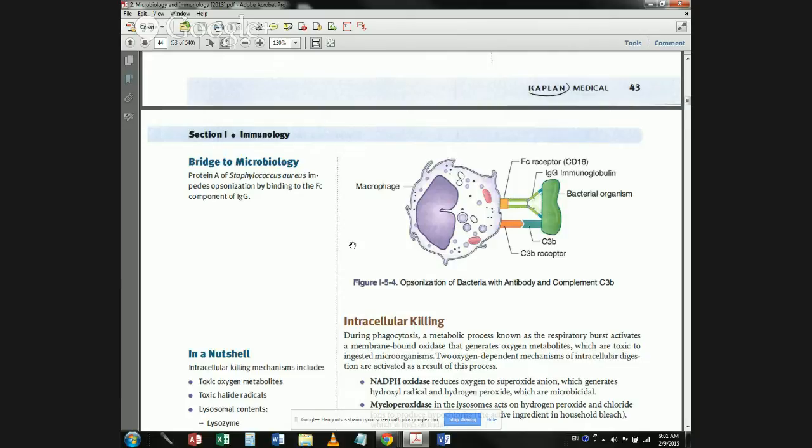That makes sense. So here's a bridge to microbiology. Protein A of Staphylococcus aureus impedes opsonization by binding to the Fc component of IgG.